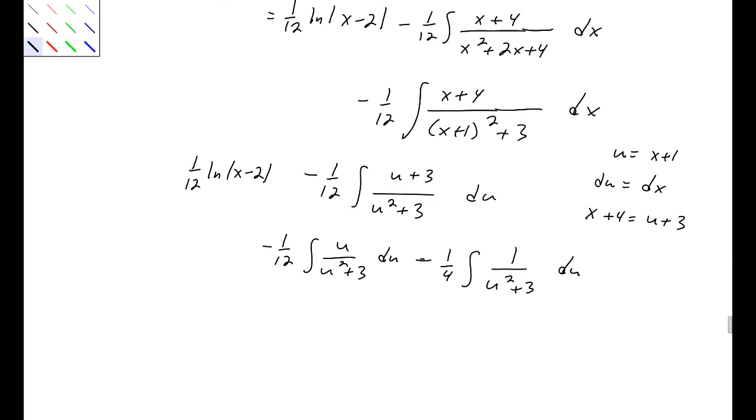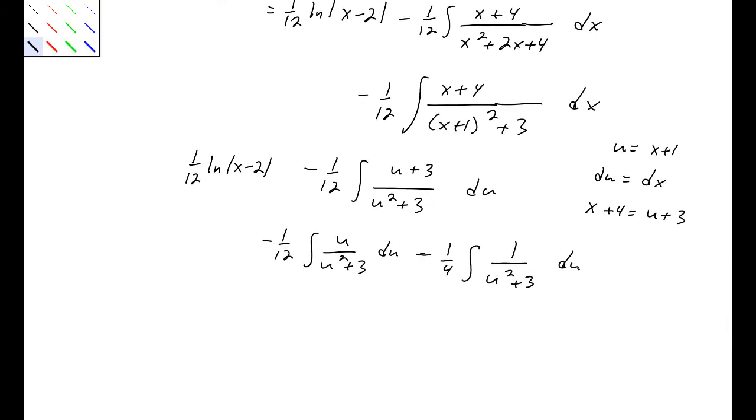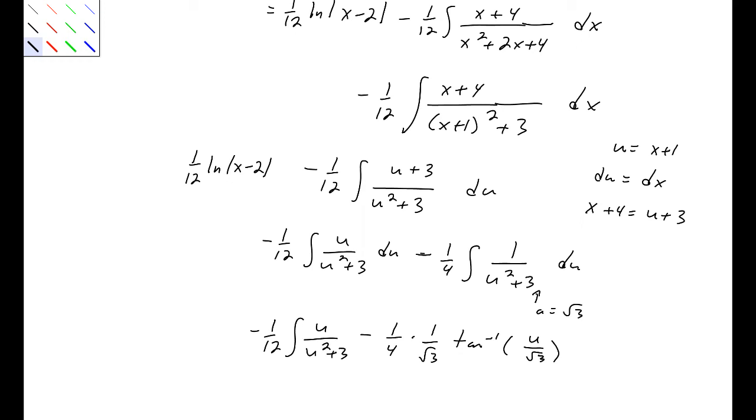Now this last part here, this u squared plus 3, that is going to be an inverse tangent with an a value of square root of 3. So this is going to be 1/4, and then we have times 1 over a, which is the square root of 3, inverse tangent of u over square root of 3. Alright, so let me bring down each of these pieces. 1/12 natural log x minus 2.